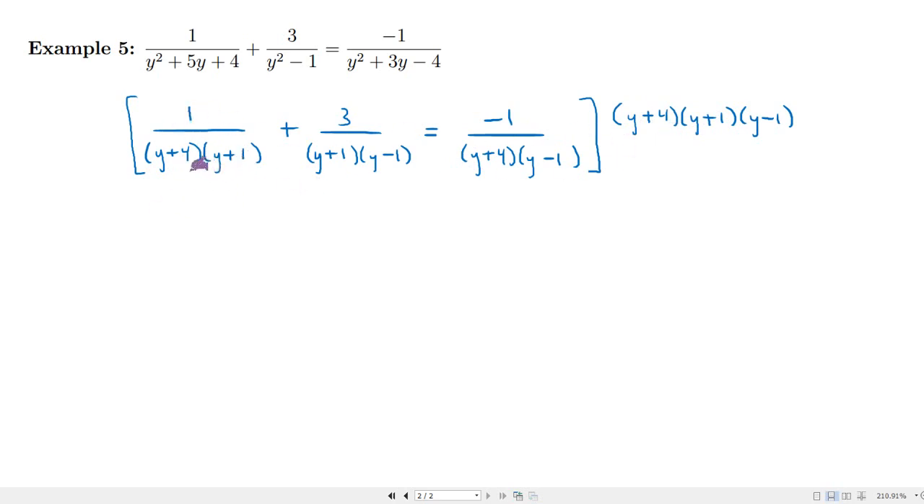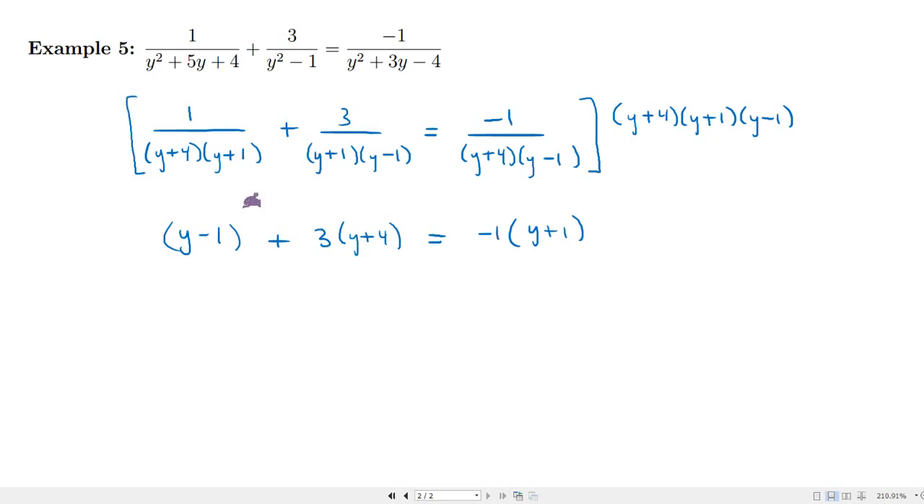So what happens? So at this point, if you want, you can skip doing the multiplication and just see what's going to reduce. The y plus 4 is going to reduce the y plus 4. The y plus 1 is going to reduce the y plus 1. And so we're left with the y minus 1. Okay, 1 times that. Plus 3 times what? Y plus 1 reduces y plus 1. Y minus 1 reduces y minus 1. So we're left with the y plus 4 equals y plus 4 reduces the y plus 4, y minus 1, y minus 1. So we're left with negative 1 times the y plus 1.